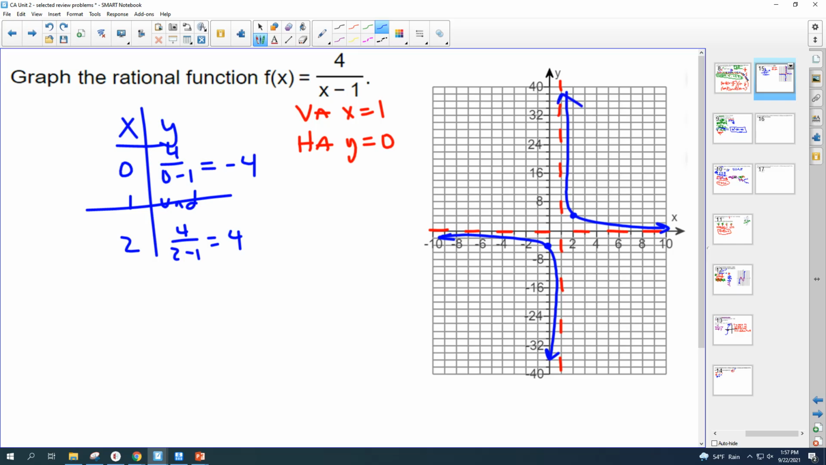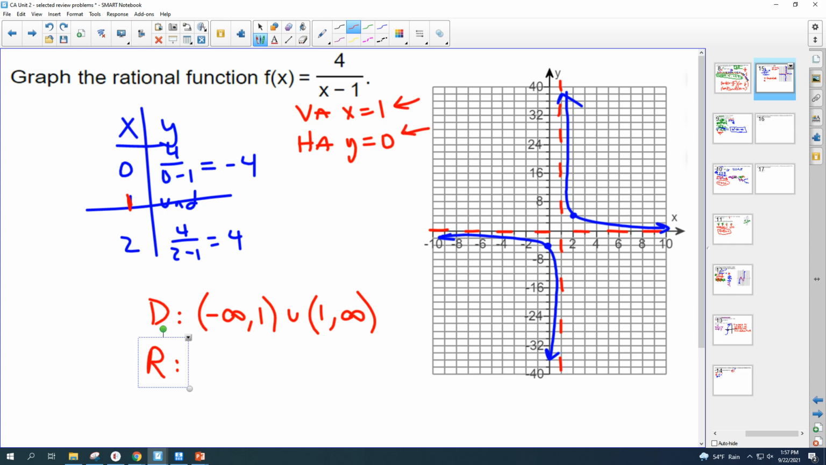Now, they might ask you for domain and range. Domain of this, if you squash this onto the x-axis, we know it's going to cover everything except for that 1. So this is a complicated way of saying everything except 1. As for your range, it's going to be everything except 0. You're looking at this one for the domain and this one for the range. Your range is going to be everything except 0.